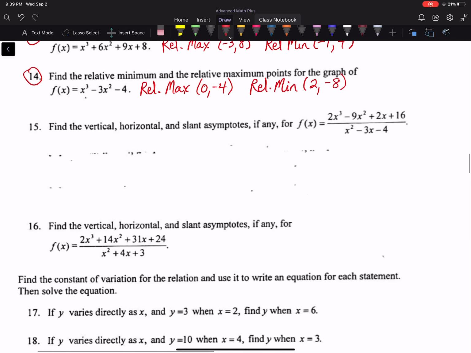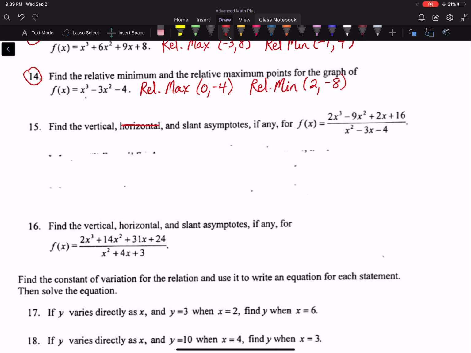15 and 16, you are finding your vertical, horizontal, and slant asymptotes, if there are any, for the function. Now, as I told you, you will never have all 3 at once. Okay. You can only have 2 at a time. So if you will remember, when the exponent is bigger on top, there is not a horizontal asymptote. So this one, you have x to the third on top, x squared on the bottom. Therefore, you do not have a horizontal asymptote.